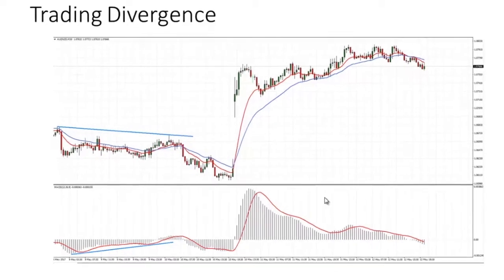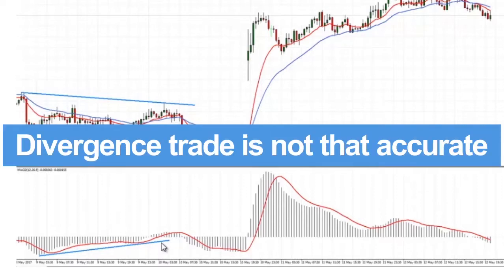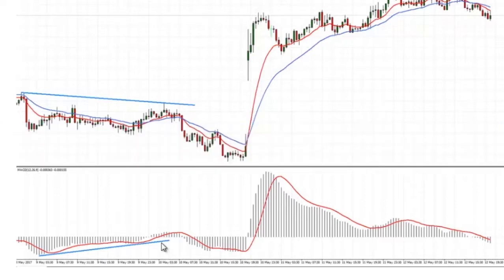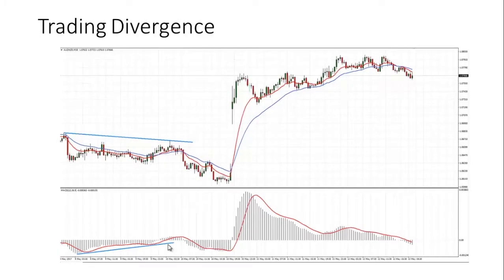One of the most common setups is to identify points on a chart where the price reaches a new swing high or a new swing low, but the MACD histogram doesn't, which signals a divergence between price and momentum. Unfortunately, divergence trade is not that reliable or accurate. It fails more times than it succeeds. Prices often have several final volatile bursts up or down that trigger stops and force traders out of position just before the move actually makes a sustained turn and the trade becomes profitable.